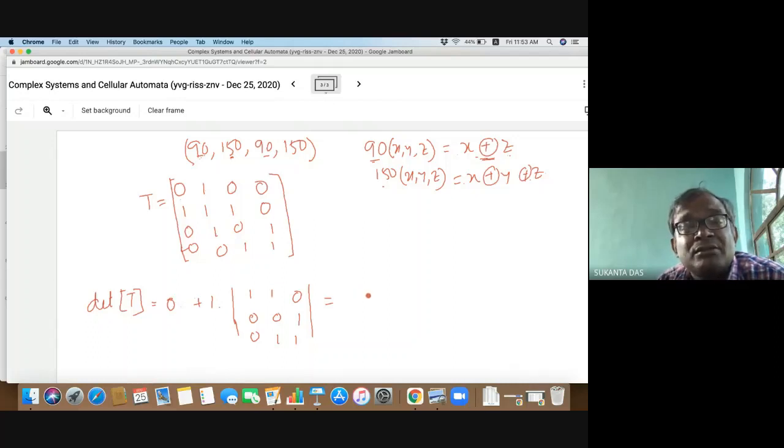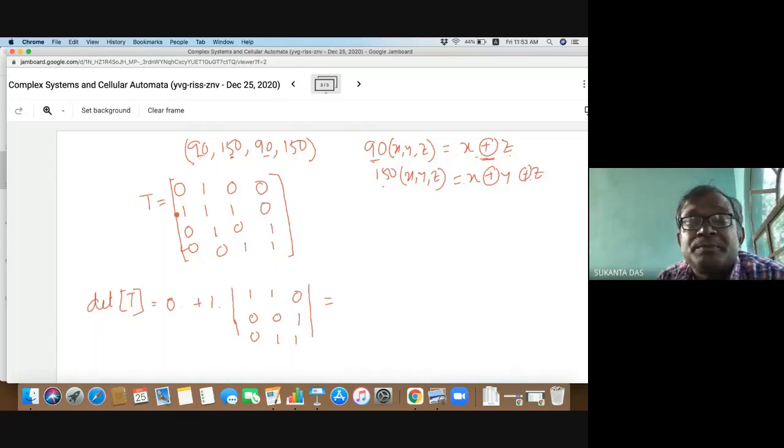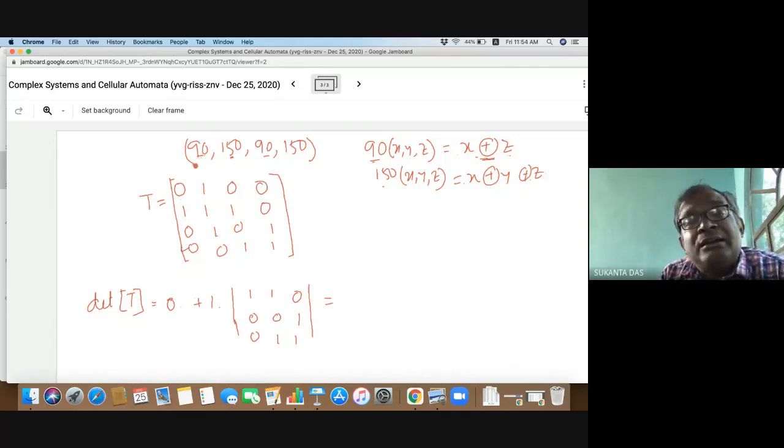Any query? Hello, sir. Sir, how did you write the T matrix, sir? The T matrix. How am I writing? So when a linear CA is given, from that I can get the T matrix, right? And how can I know that the CA is linear? If all the rules of the CA are linear. That we have discussed.